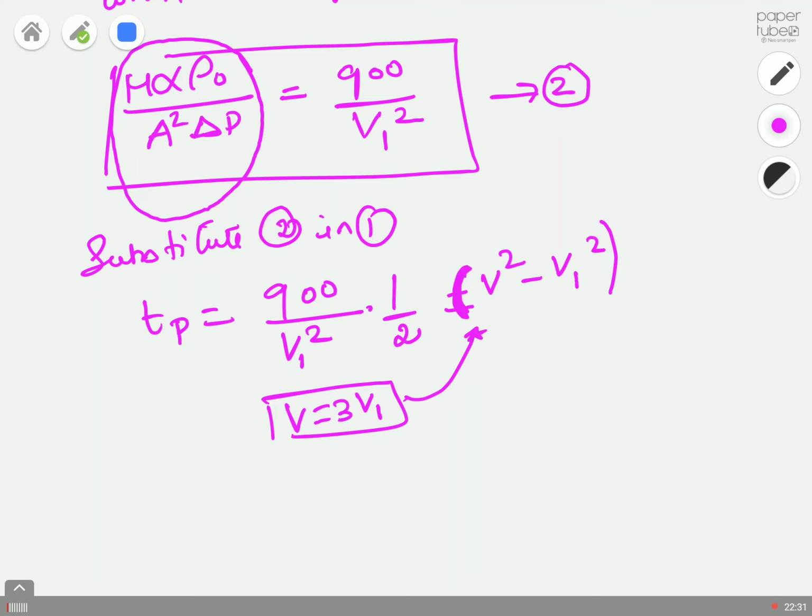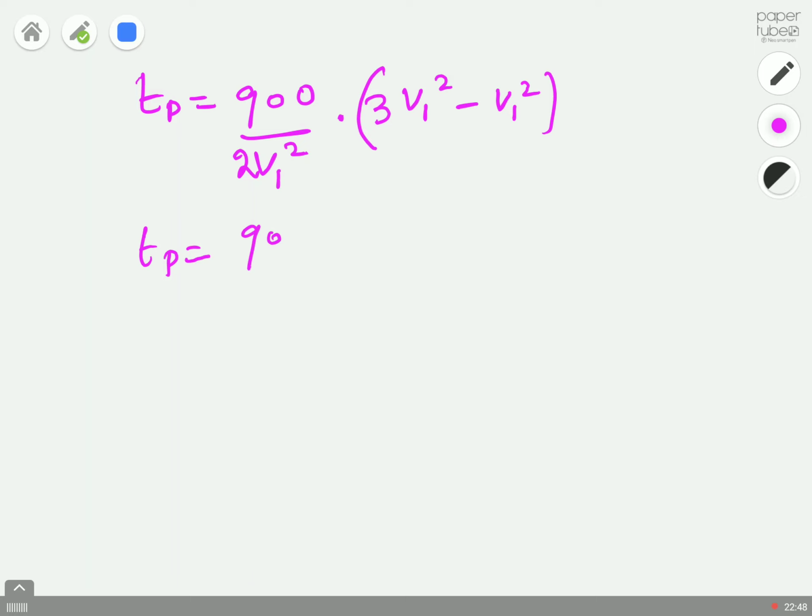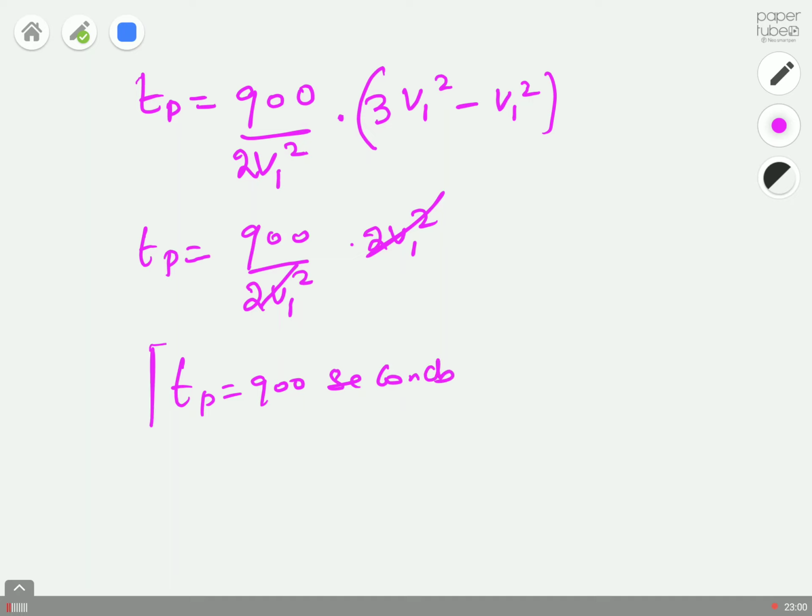So your tp will be equal to 900 divided by 2v1 square, multiplied by 3v1 square minus v1 square. So tp will be equal to 900 divided by 2v1 square multiplied by 2v1 square. Both get cancelled, so tp will be equal to 900 seconds. So the constant pressure filtration time is equal to 900 seconds. I think we almost solved the first part of the problem.